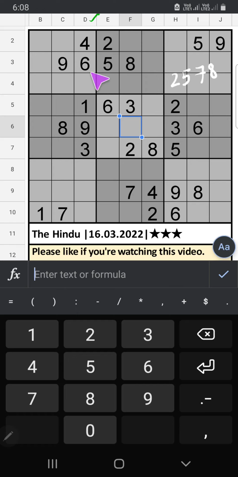Column D, 4 numbers are remaining: 2, 5, 7, 8. 7th grid, we have 7. So 7 can't come in these cells, then 7 is confirmed here. Then only 3 numbers are remaining: 2, 5, 8. They will come in the 3 cells. We will confirm later.